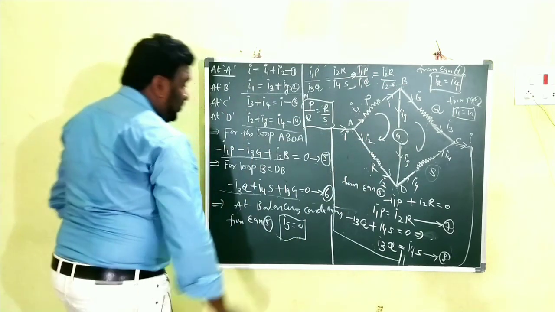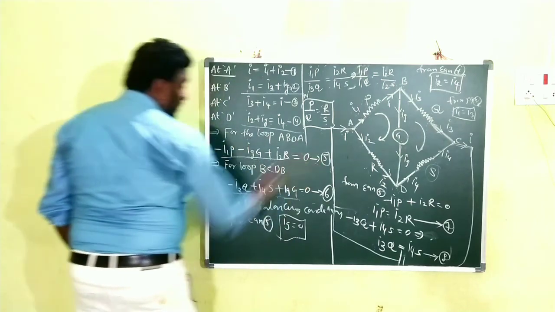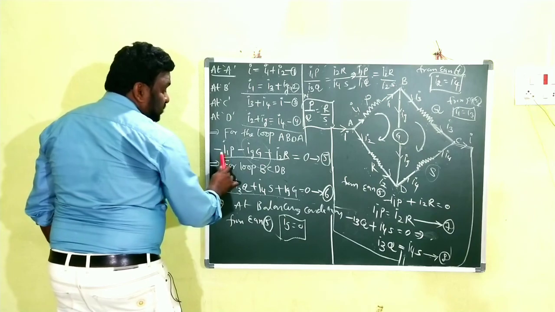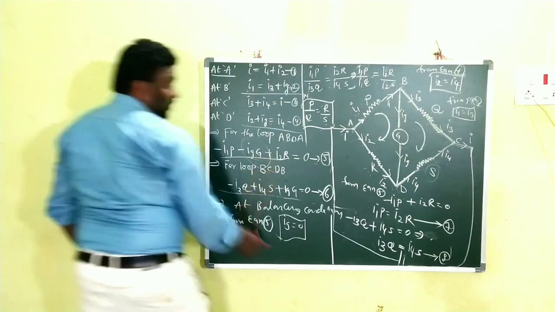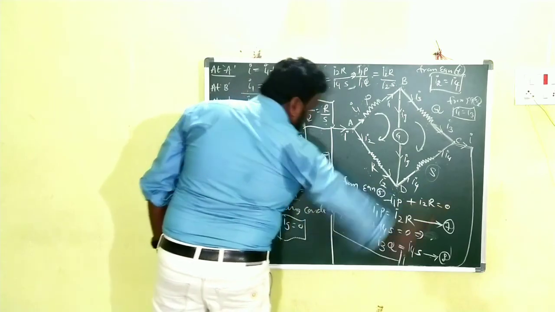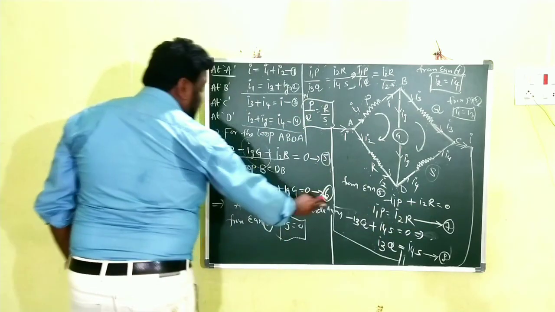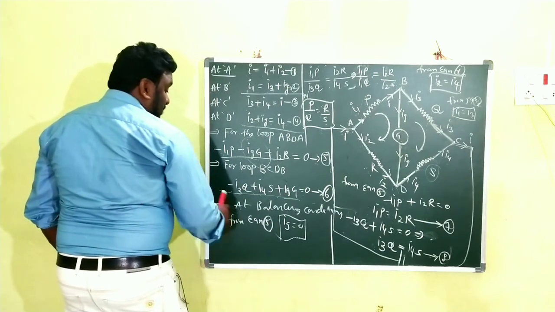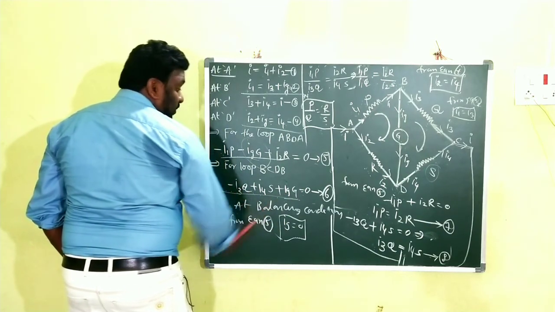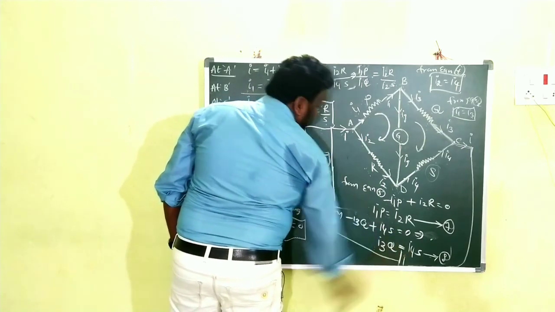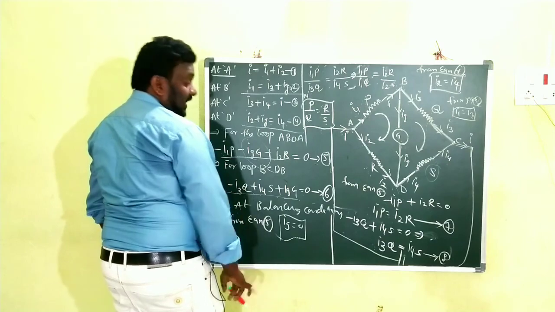After that, we substitute the I_G value in equation number 5. I_G value is 0, that's why we get only these two terms, minus I1P plus I2R. From that we write I1P is equal to I2R, equation number 7. Next, we substitute the I_G value in equation number 6. I_G is equal to 0. Then what we get, children? Minus I3Q plus I4 into S is equal to 0. Here we get I3 into Q is equal to I4 into S, equation number 8.